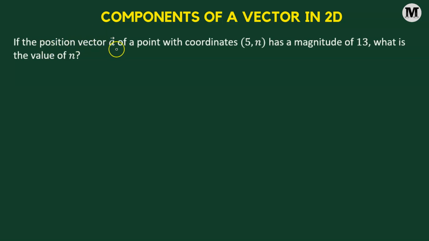If the position vector A of a point with coordinates 5, n has a magnitude of 13, what is the value of n? Okay, let us begin. Let's try to understand the problem graphically.